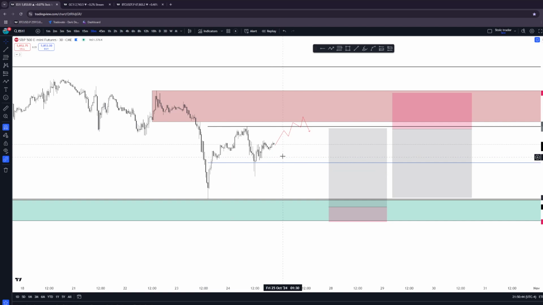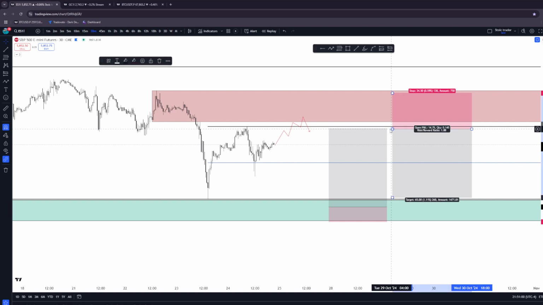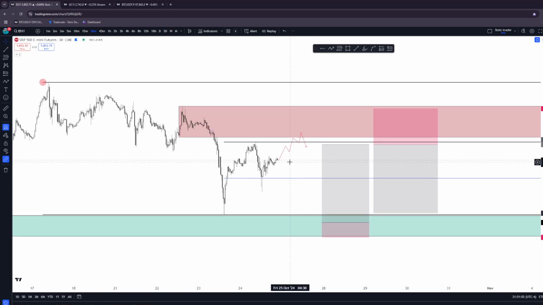What I usually do is that if I'm going to 2 contracts, I will take half of it out here at the 50% mark, and then take the other half out once we clear the low. That's the 2 trades that I'm looking for now.